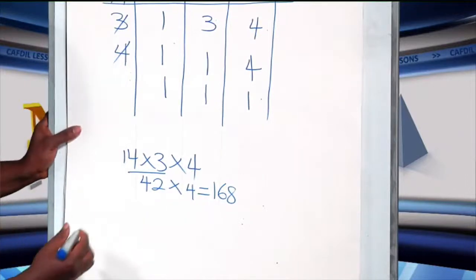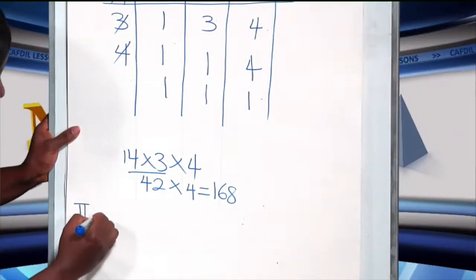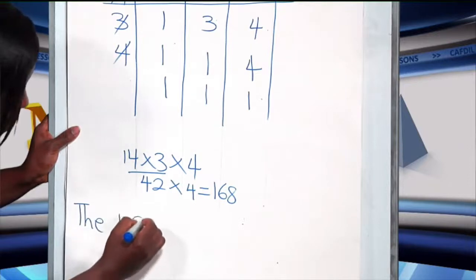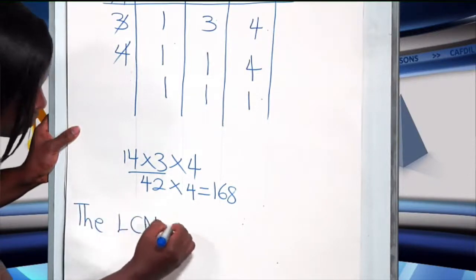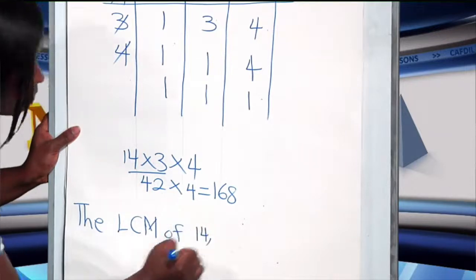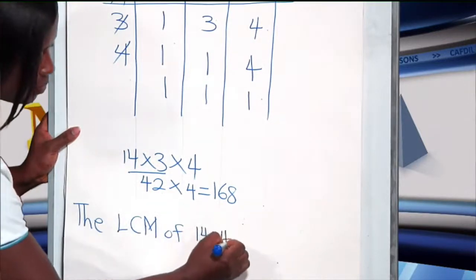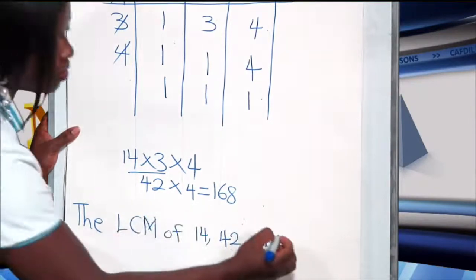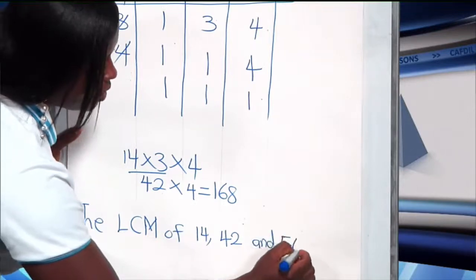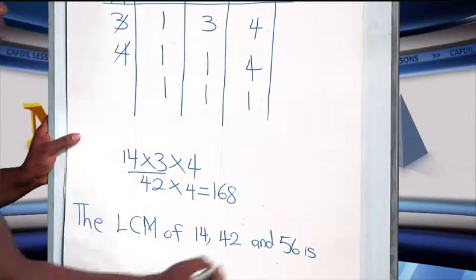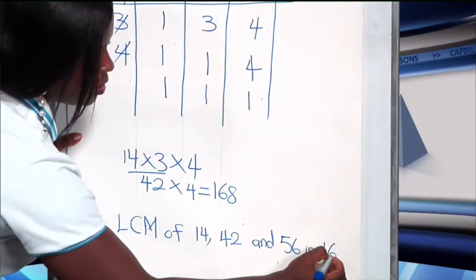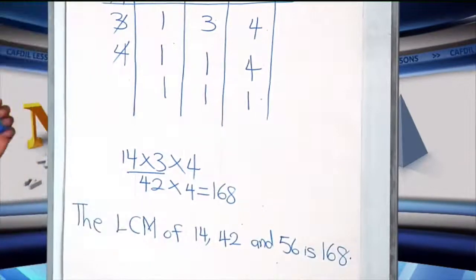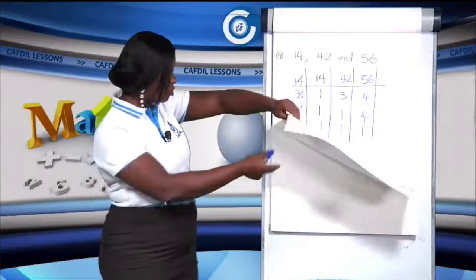So let's write it here. The LCM of 14, 42, and 56 is 168. I have a last example for you.